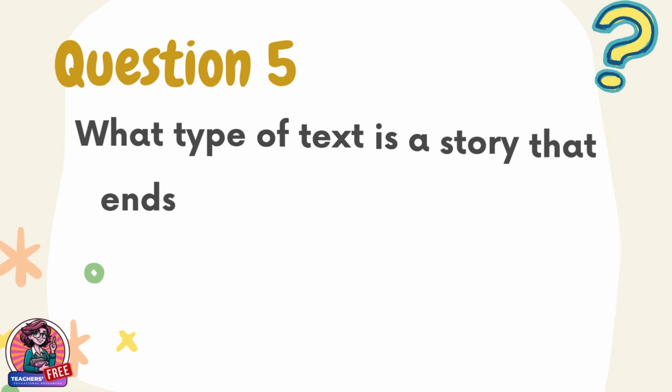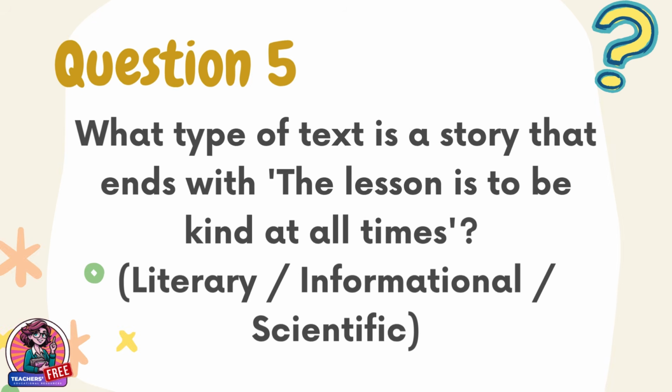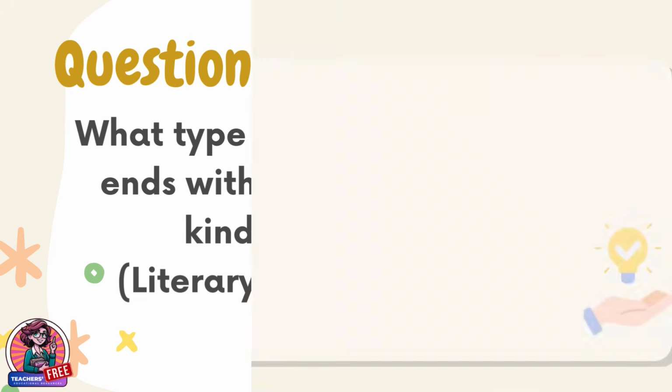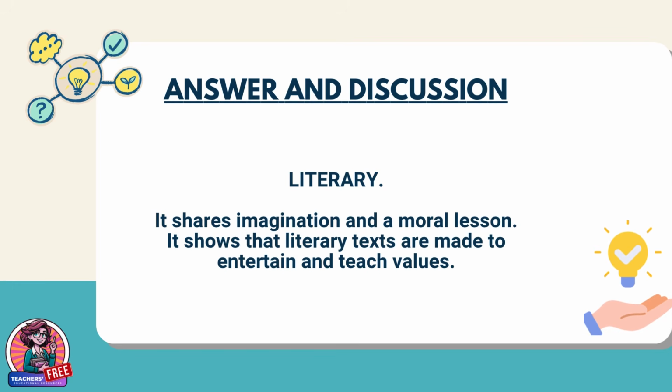Question 5. What type of text is a story that ends with "the lesson is to be kind at all times"? Literary, informational, scientific. Answer: literary. It shares imagination and a moral lesson. It shows that literary texts are made to entertain and teach values.